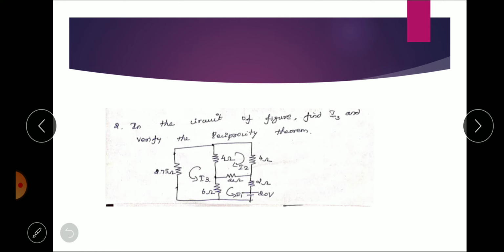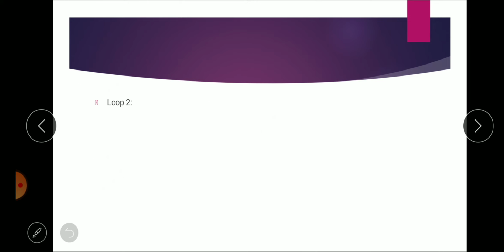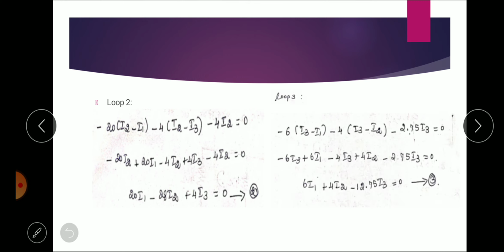In the circuit of figure, find I3 and verify the reciprocity theorem. The circuit consists of 3 loops. First, we form the equations for loop 1, loop 2, loop 3. In loop 1, we get 28I1 minus 20I2 minus 6I3 equal to 20. In loop 2, 20I1 minus 28I2 plus 4I3 equal to 0. In loop 3, the answer is 6I1 plus 4I2 minus 12.75I3 equal to 0.